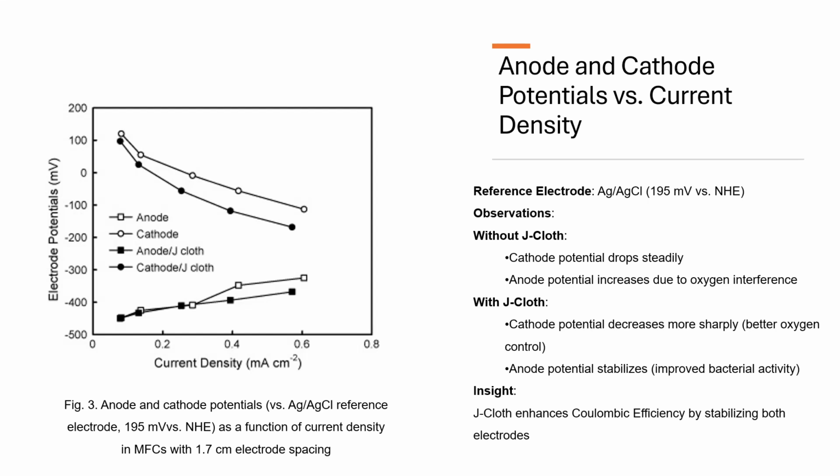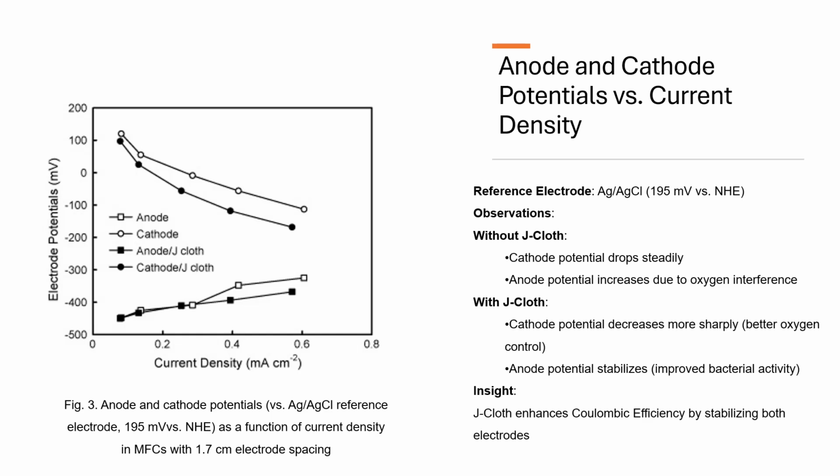With J-cloth, the cathode potential begins slightly lower at around 90 mV and decreases more sharply to approximately -200 mV, indicating improved oxygen control. For the anode, without J-cloth, the potential starts at -450 mV at 0 mA per square centimeter and increases to -300 mV at 0.6 mA per square centimeter.